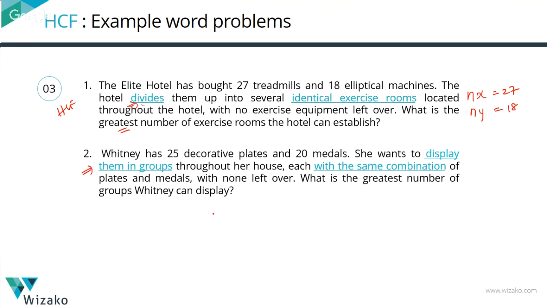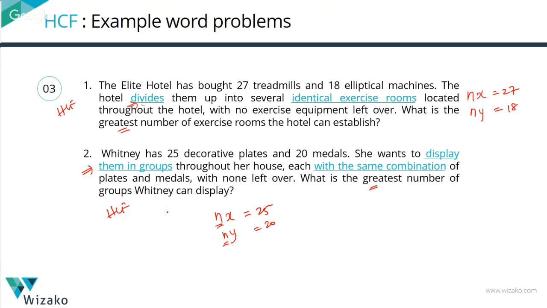Number of groups that Whitney can display. Let's go with the same thing. Let's say Whitney makes n groups out of these, x plates to each group. So n into x is going to be equal to 25. Same logic, n into y is going to be equal to 20. n, the number of groups that she makes, is a factor of both 25 and 20. Greatest number of groups. So it's not just a common factor, it's a highest common factor. So this question is also an HCF question. So you always look for whether you're distributing it, dividing it, breaking it into sets of identical capacity, identical size, identical numbers.